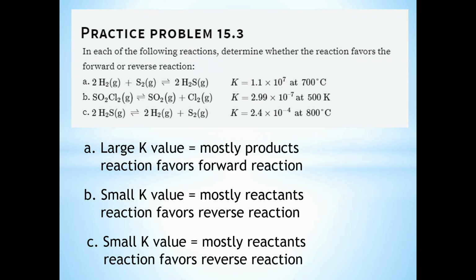Now, your book likes to ask, does this favor the forward reaction or does it favor the reverse reaction? Forward reaction being favored means I'm making products. That's a large K value. Favoring the reverse reaction means that what few products I do make tend to easily go back to the reactants, and therefore it's favoring the reverse reaction. So in addition to saying I'm making a lot of product or a lot of reactant, we can say that a large K favors the forward reaction, whereas a small K favors the reverse reaction.